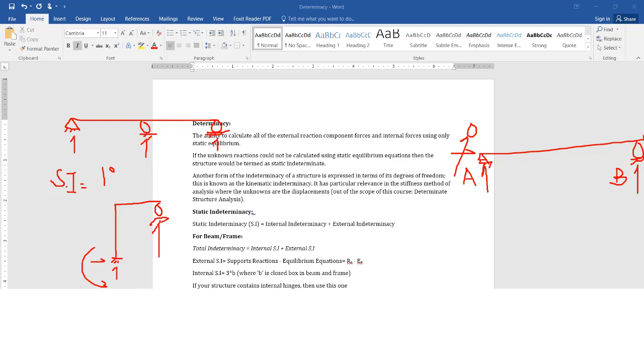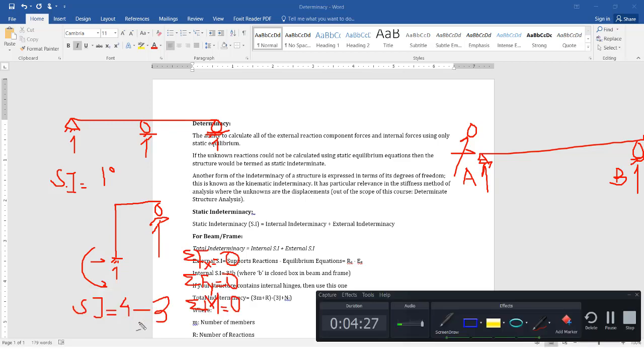So your structure indeterminacy for this case will be the number of unknowns, 4, minus the number of equations, 3, which equals 1. So for this frame you have 1 degree of structure indeterminacy.